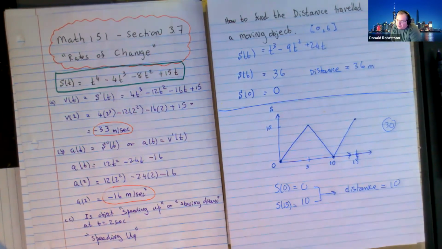Do you see it doesn't work? You cannot use position at the start and position at the end, and think that if you subtract those two, that is the distance that you have traveled.